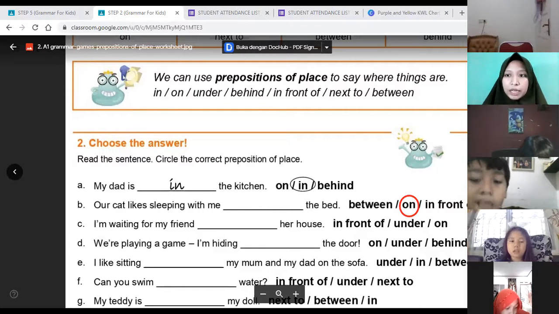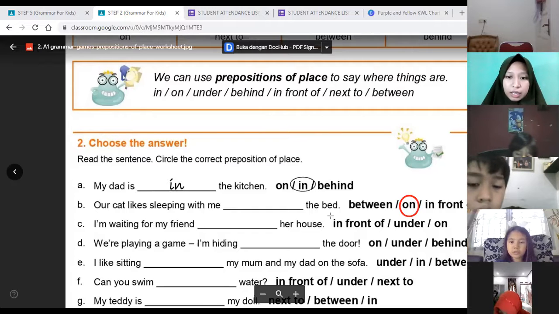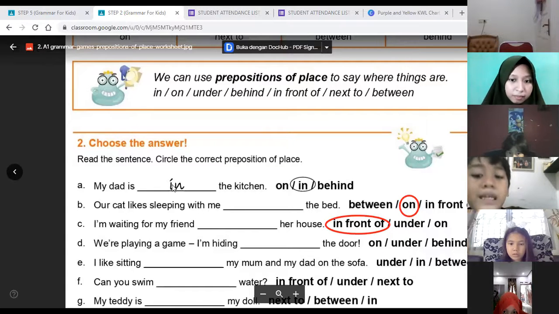So what about C? I am waiting for my friend in front of her house. Okay, in front of her house. Okay. So what about D? We are playing a game. I am hiding behind the door. Behind. Yes, behind. Okay, behind, everyone.